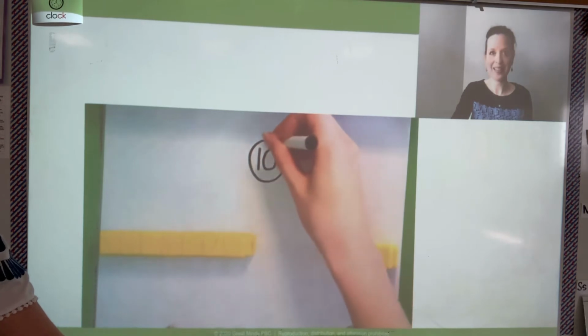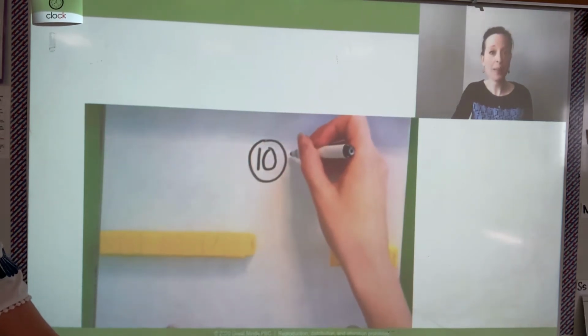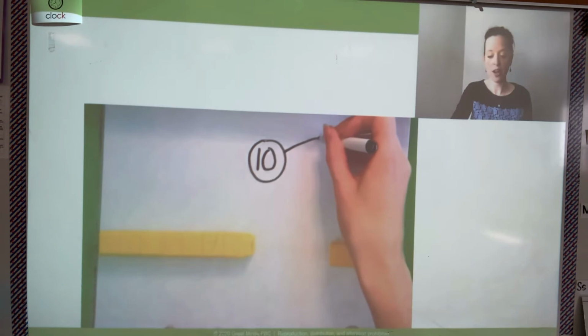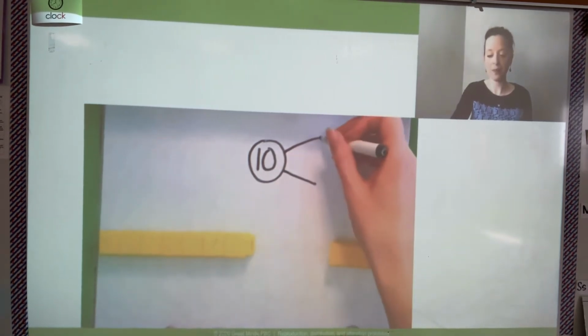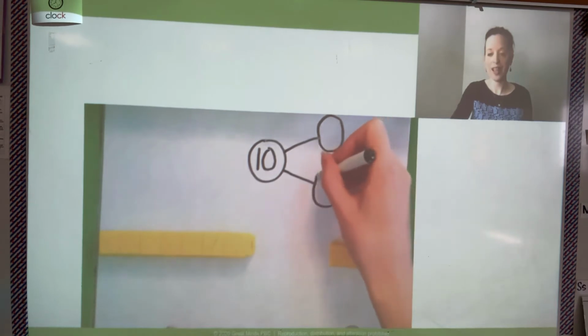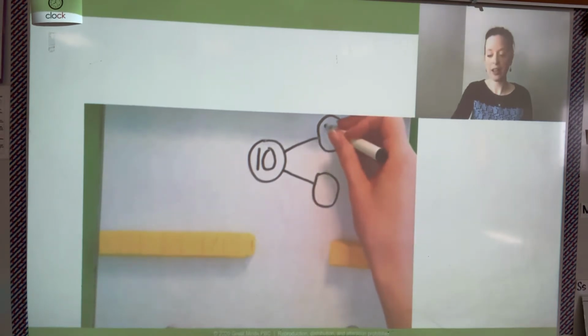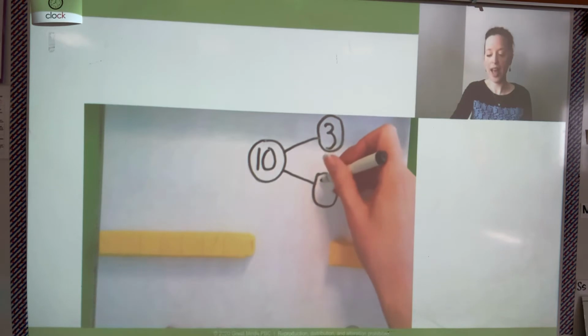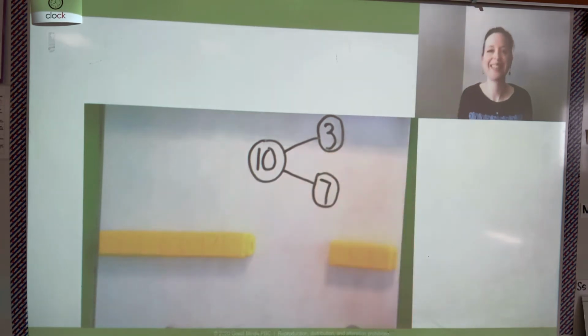Draw a circle around it. And let's do the arms out to the side. One arm, another arm. Circles for the arms, and we put in 3 and 7. Pause the video if you need more time to draw your number bond. We told our story with the cubes, with the number bond.